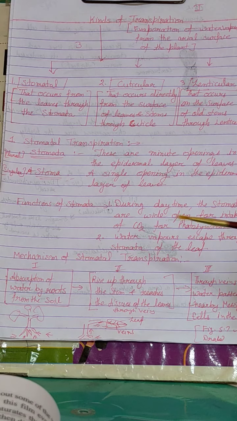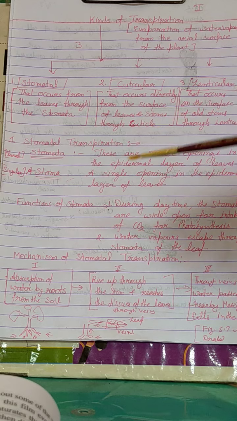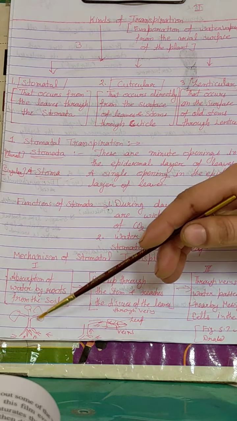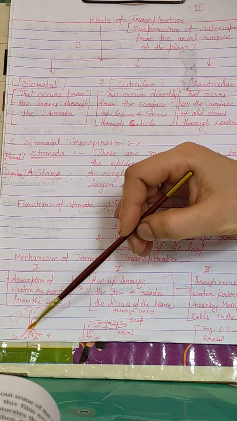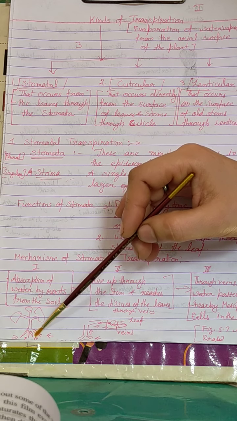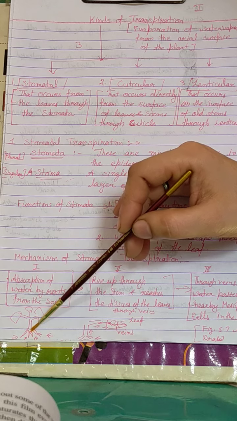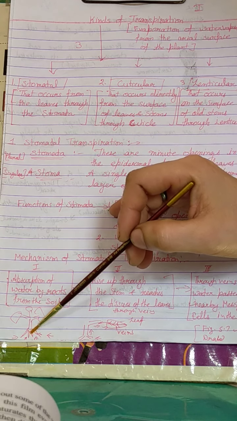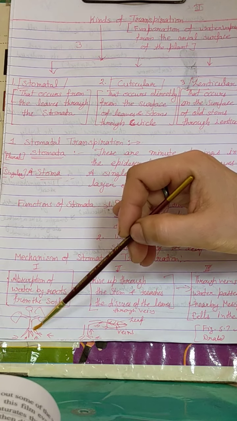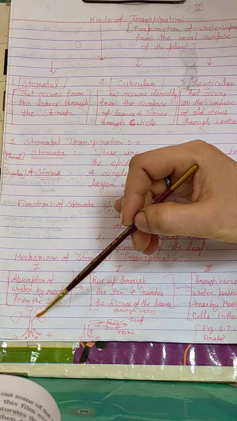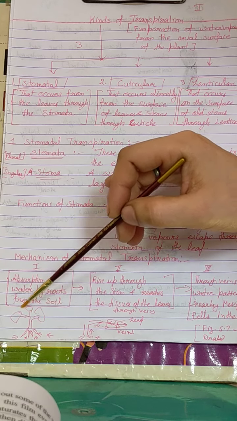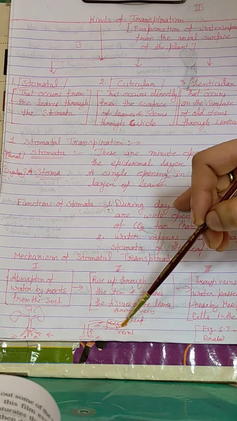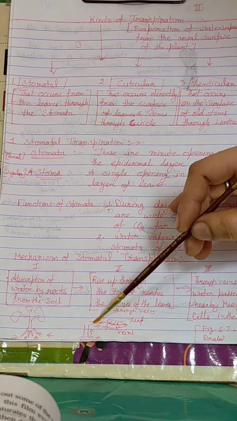Now, what is the mechanism of stomatal transpiration? It means how transpiration occurs through stomata. As we know, plants absorb water from the soil through their roots, and this absorbed water is channelized through the stem by a system called xylem. Xylem reaches all the aerial parts of the plant, and ultimately it reaches the leaves through veins.